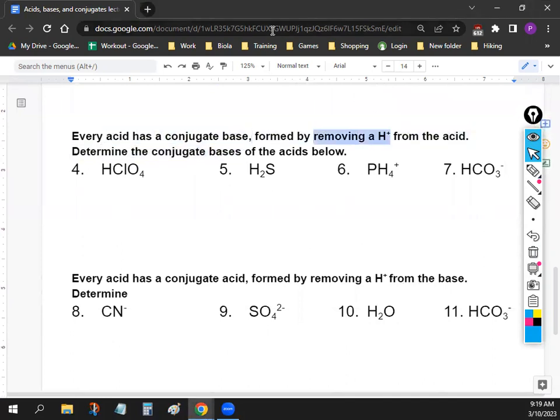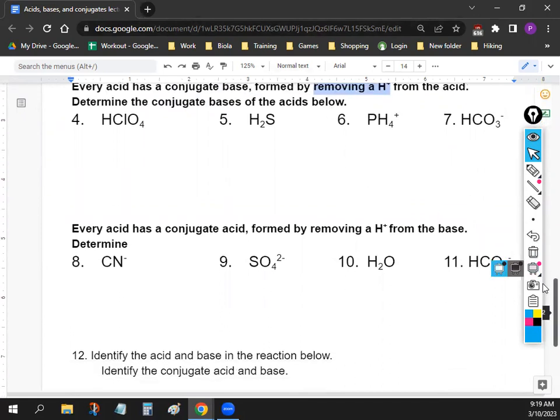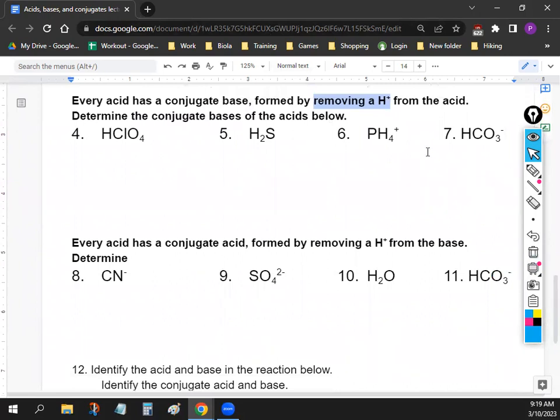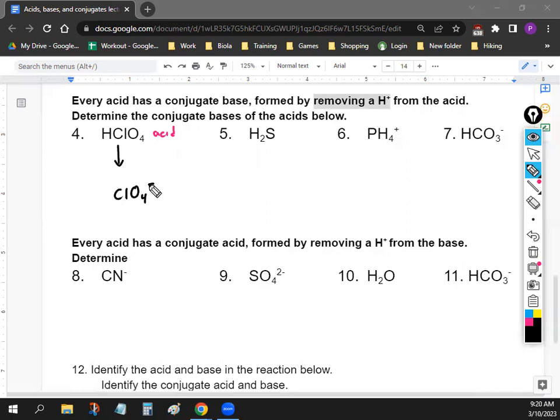Okay, so when an acid turns into a conjugate base, all you got to do is take away a hydrogen from the acid. So numbers 4, 5, 6, and 7, these guys are all acids, okay? And all we're going to be doing is we're going to remove a hydrogen from the acid, and that's going to be your conjugate base. So this chemical right here is an acid. So if I want to turn it into my conjugate base, you just take away a hydrogen. So if you take away a hydrogen, you get ClO4, but it's H plus, so it's going to turn a little bit negative. And this right here is your conjugate base. Super easy. All you got to do is take away a hydrogen and just put a negative sign. It just becomes one more negative.